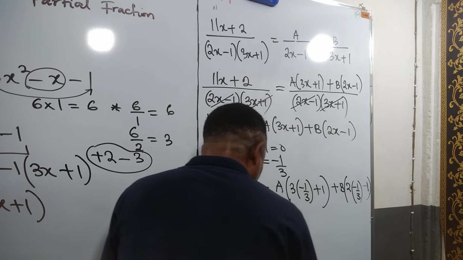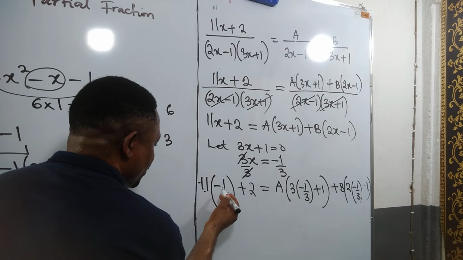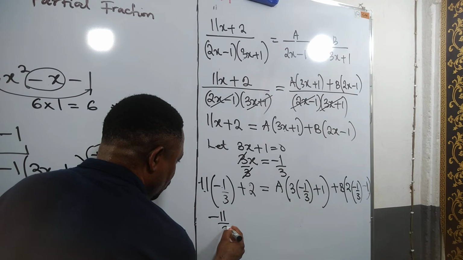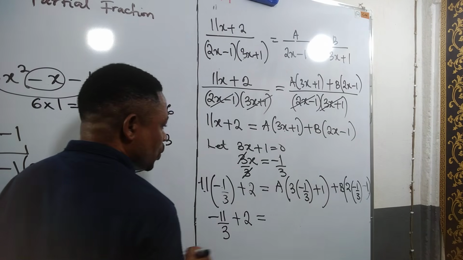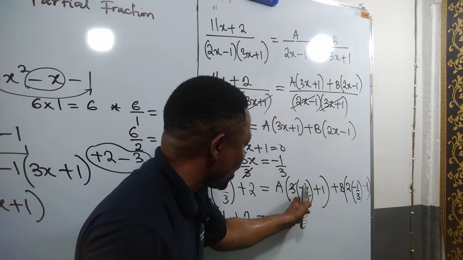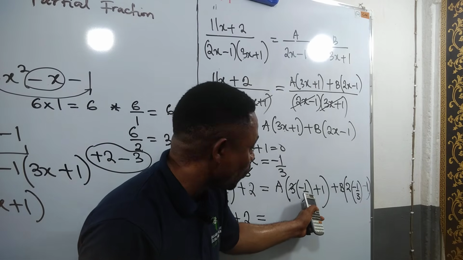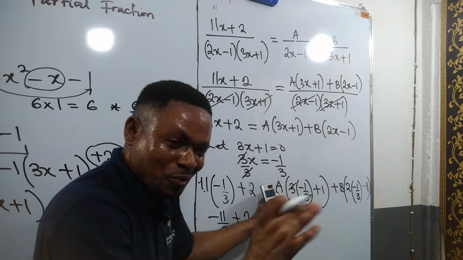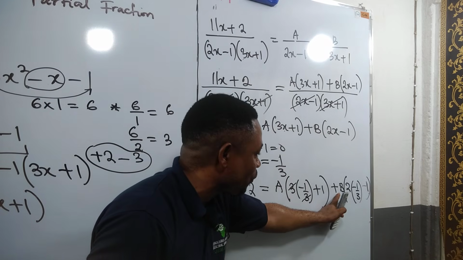Now, if we continue, you'll be able to agree with me that 11 times minus 1 will give you minus 11 all over 3. Then plus 2 is now equal to, watch this. 3 down, we cancel 3 up. It remains minus 1 plus 1. What is minus 1 plus 1? 0. Oh my goodness. 0 times A is 0. So which means A has disappeared. So what we are looking for now is B.